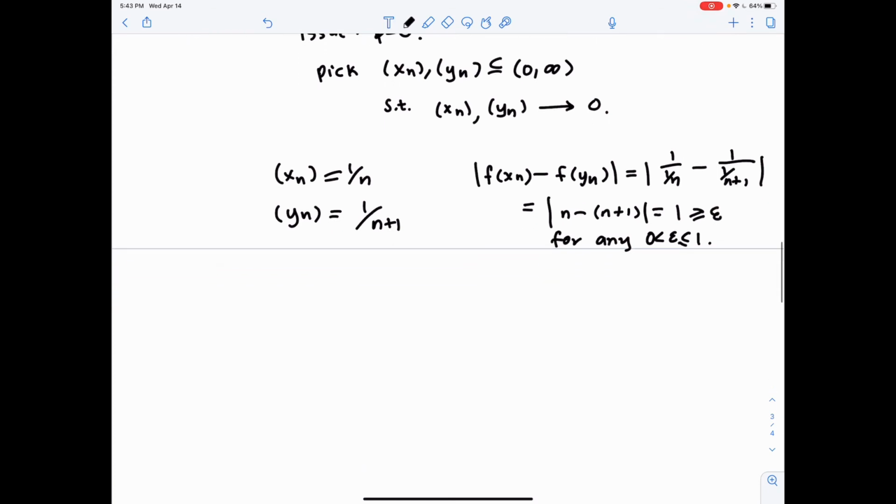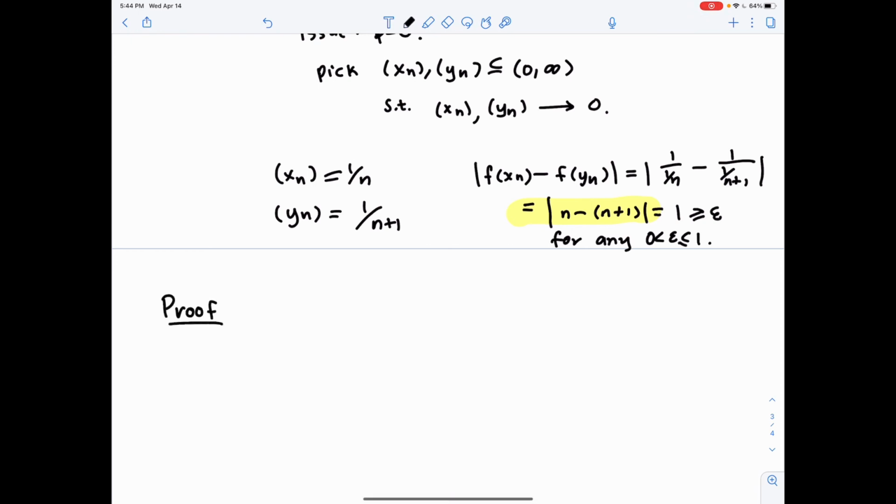Some people might make the suggestion of using like 1 over n squared as your second sequence, but notice then the difference that you would get when you're looking at your function values would be like n minus n squared, and that might take a little bit more work to try to find a single positive number that's always going to be less than or equal to that. So here using a shift was good because it kept the order of our n's the same in our difference. So then we just write up our proof.